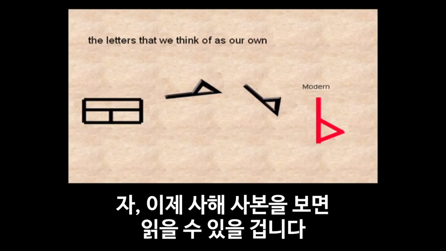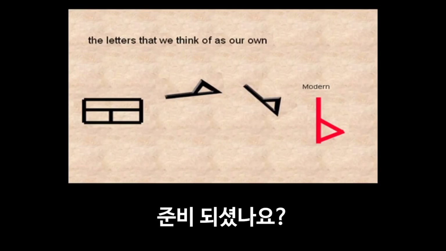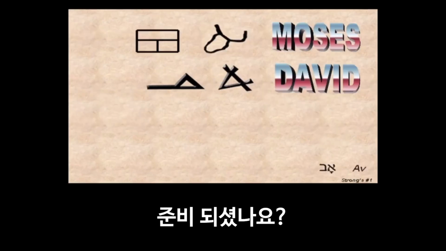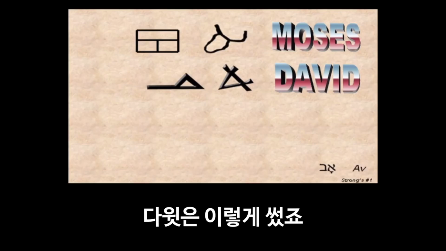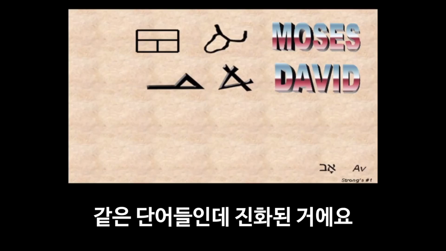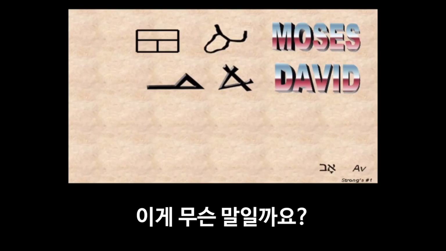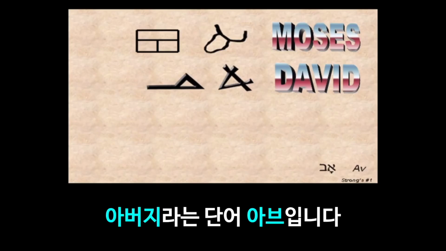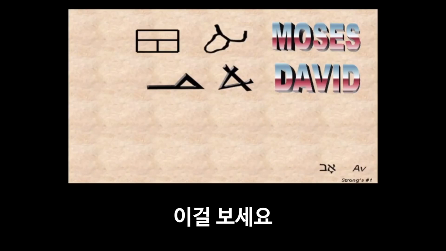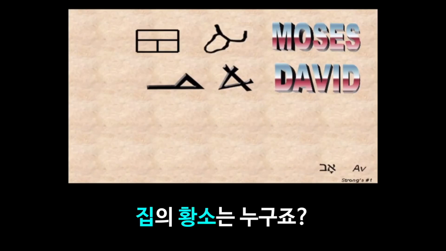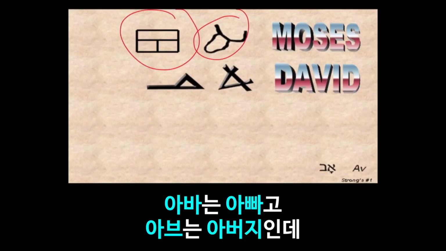So now let's see if you guys can read the Dead Sea Scrolls. Are you ready? Here we go. Watch this. This is how Moses wrote a word, and how David wrote it. These are the same letters, but you can see how it has evolved. Well, what do you think that is? Father, Av, Dad. Okay, look at this. Who is the ox of the house? Dad.